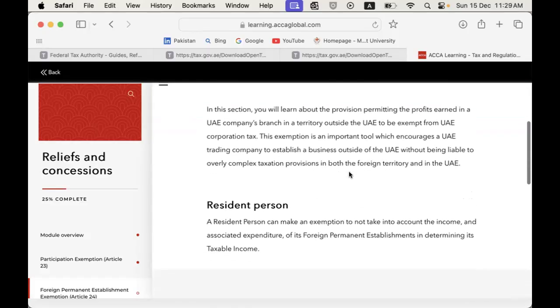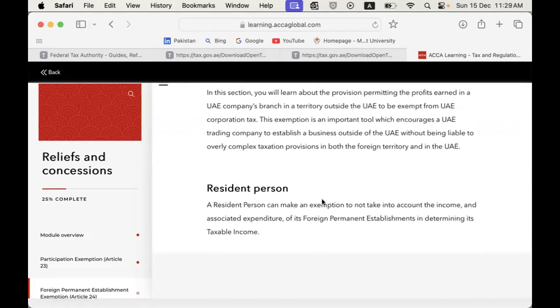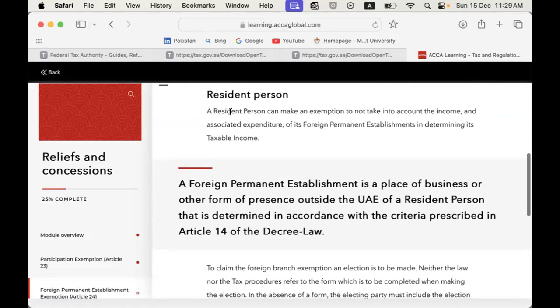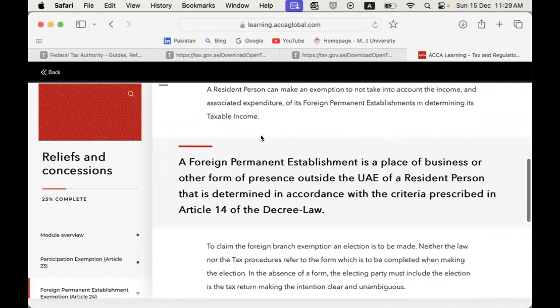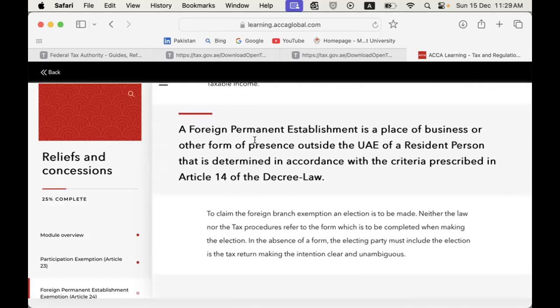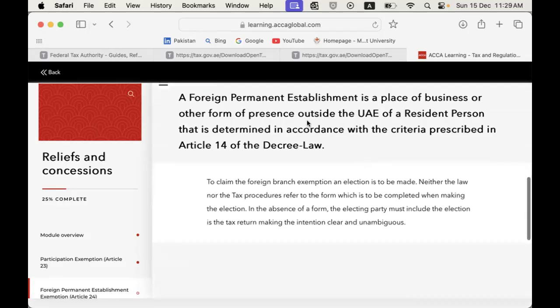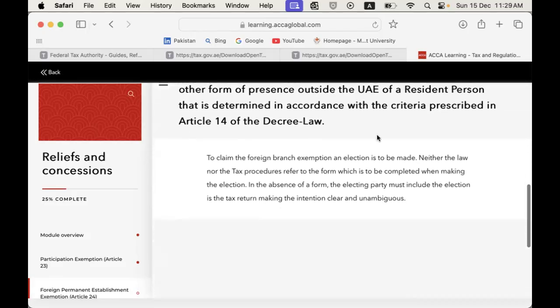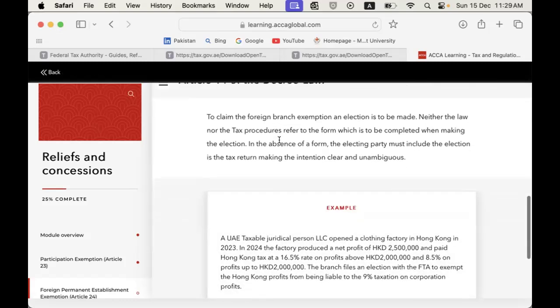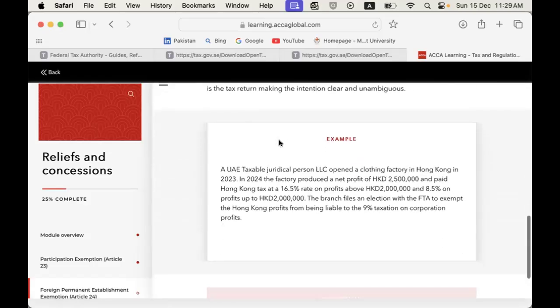Okay, so let me save some time here because this is an easier concept. A resident person can make an election to not take into account the income and associated expenditure of foreign permanent establishments in determining their taxable income. A foreign permanent establishment is a place of business or other form of presence outside the UAE of a resident person that is determined in accordance with the criteria prescribed in Article 14 of the decree law. Let us quickly read the example. Article 14 is on permanent establishment. Am I right, Haya?